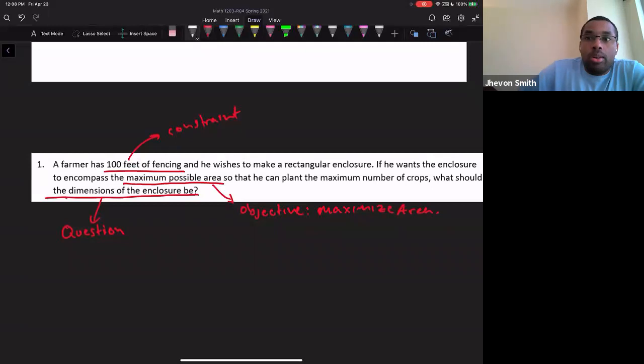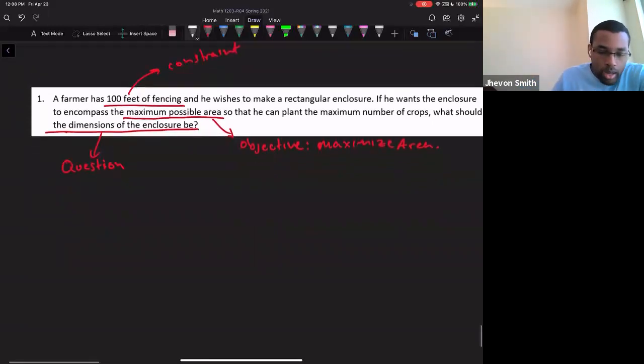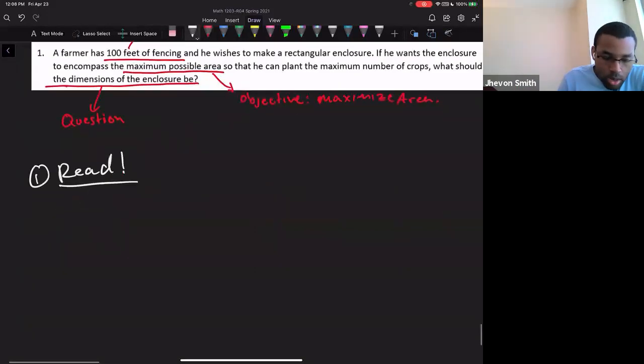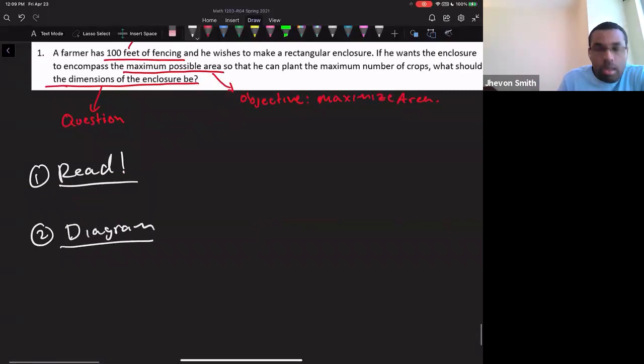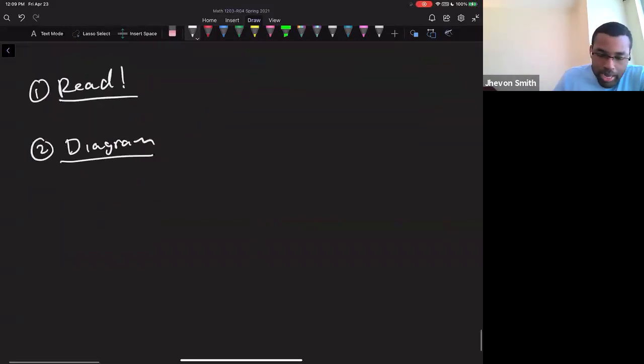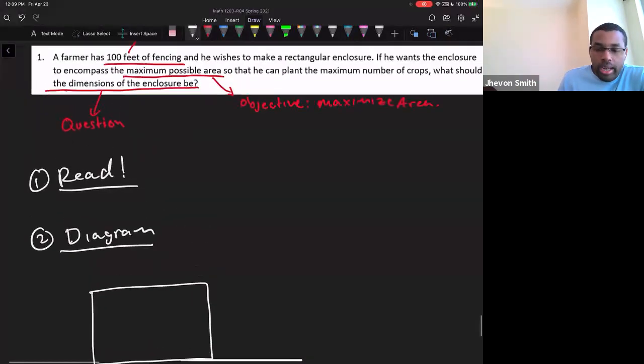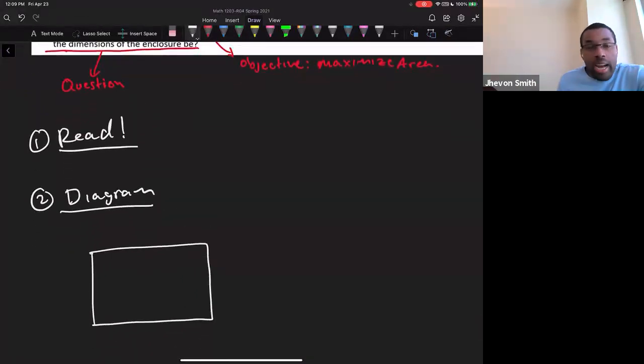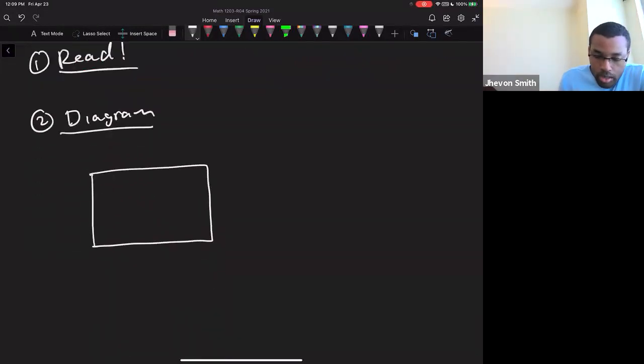Okay, so now we know this is an optimization problem. What do we do? Well, you go into the 6 steps, of course. The first one being to read, which we already did, read very carefully. The second one being we want to do a diagram. Now, we're told that he wants to build a rectangular enclosure. It makes sense to make the diagram a rectangle. A rectangle with unknown dimensions, because they're asking us the dimensions, right? So if I can make this X and that Y, make the length X and the width Y, right?